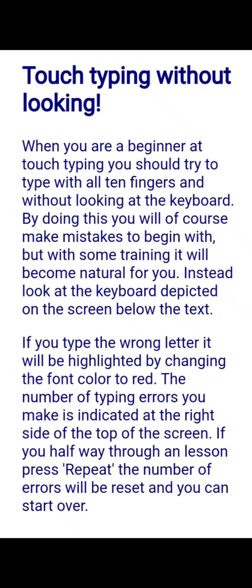If you make a mistake while typing, the computer will automatically highlight the wrong letter or wrong spelling by changing the font color to red. The number of typing errors you make is indicated at the right side of the top of the screen. If you press repeat halfway through a lesson, the number of errors will be reset and you can start over again.